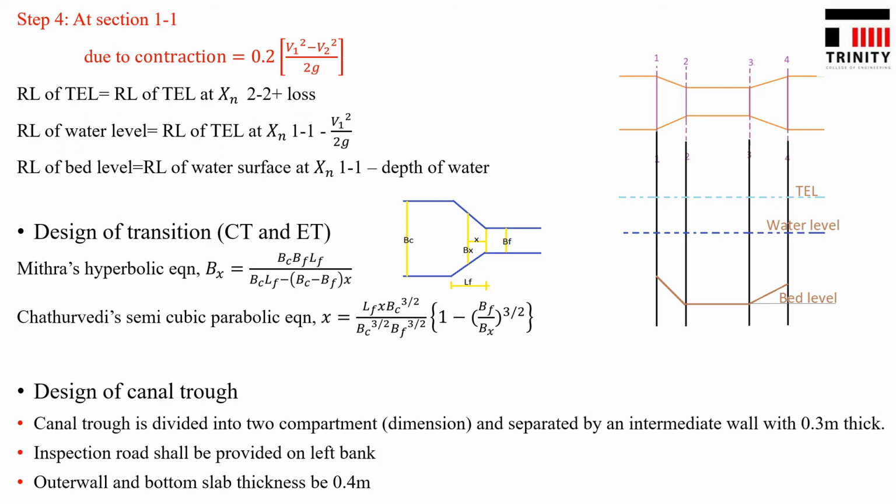The outer wall and bottom slab are provided with a thickness of 0.4 meter. Next, if needed, we can provide a clearance of 0.5 meter, and a freeboard of 900 mm is provided.